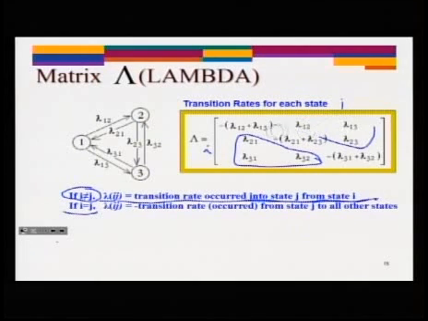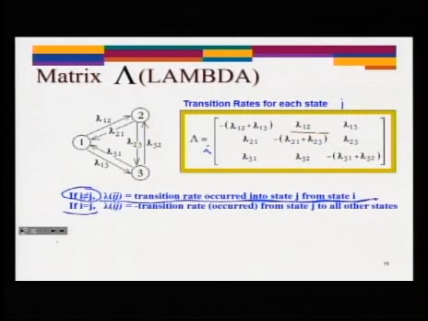Okay, let me delete this part. You just need to combine these two for each state, and then put it in the diagonal element, and then put a negative value to distinguish from the others. So it's the same. On the diagonal, the second row, there is a summation of lambda 2,1 plus lambda 2,3, and then put the negative sign to distinguish from all the others, okay? And in the last row, lambda 3,1 plus lambda 3,2 becomes here, and then we put the negative sign.